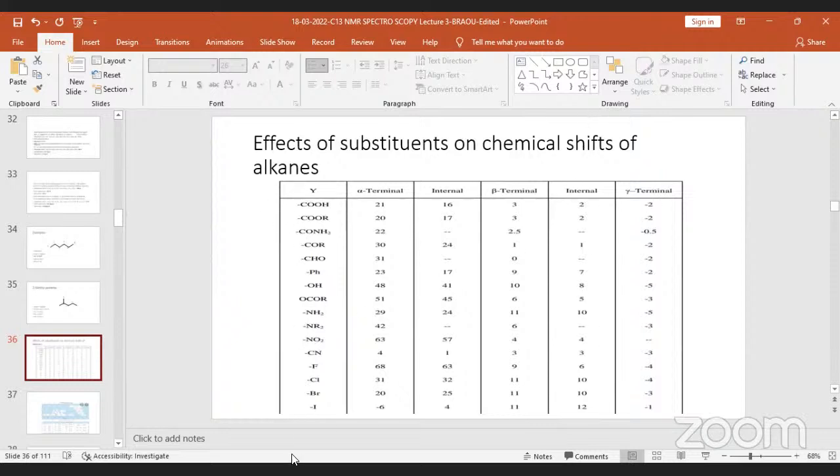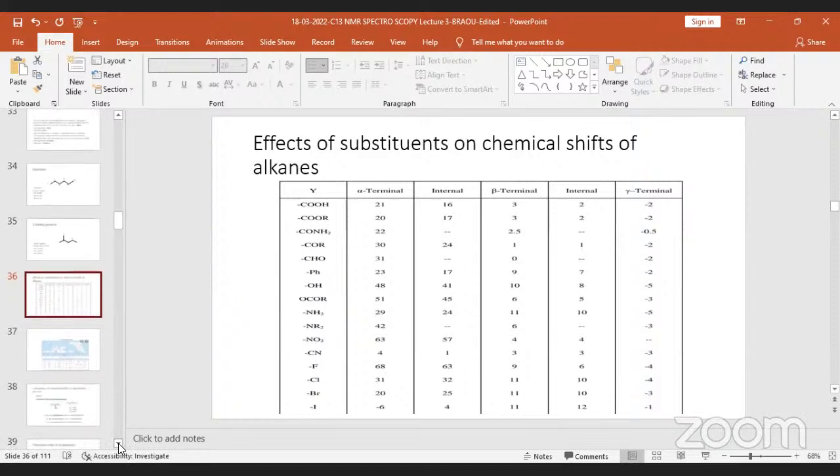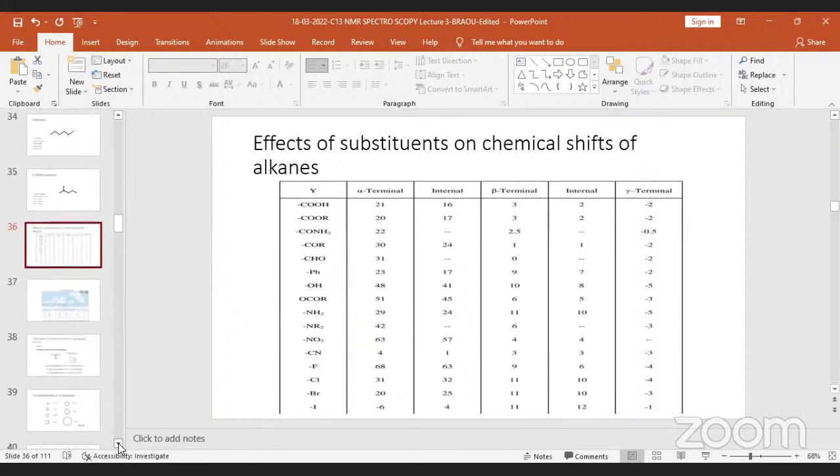So all these substitutions, if they are attached to the alkane carbon, will contribute to these shifts. You need not memorize this table, don't worry. This is such a big table. You can compare by calculating some of the chemical shift values of known compounds. For example, butanoic acid: you try to calculate the butane chemical shift first, then attach COOH to that, and then add these values, and you will get the calculated chemical shifts.